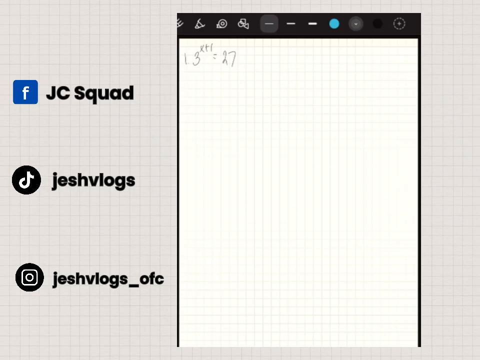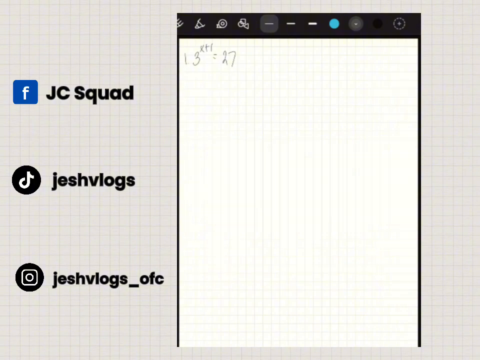Well, first we need to make the bases match. So again, the bases are the numbers that are being exponentiated. So on the left side, we have 3 as our base, and on the right side, we have 27 as our base. So how do we make them the same? Let's try to work on the right side.